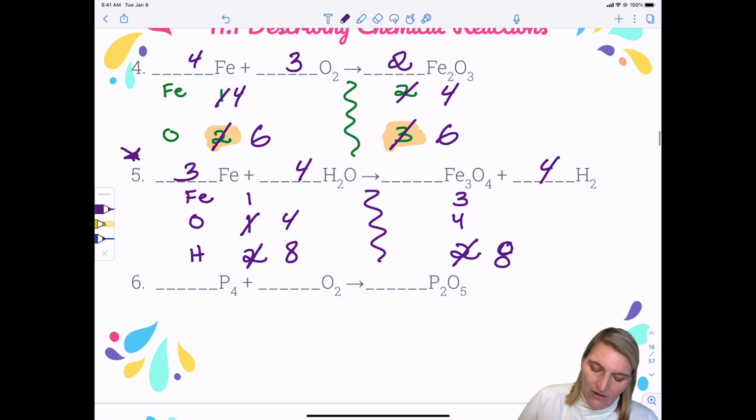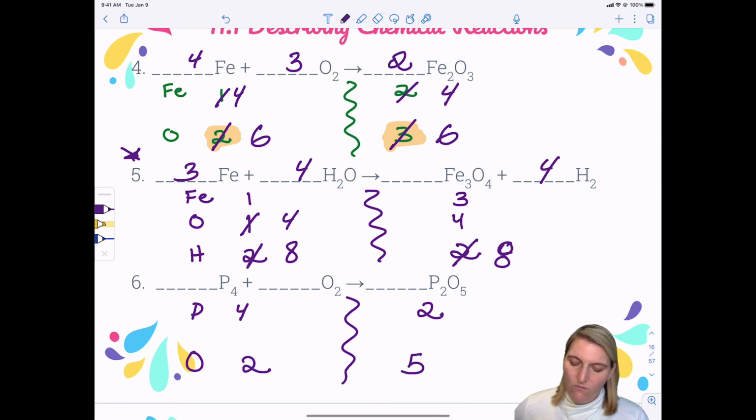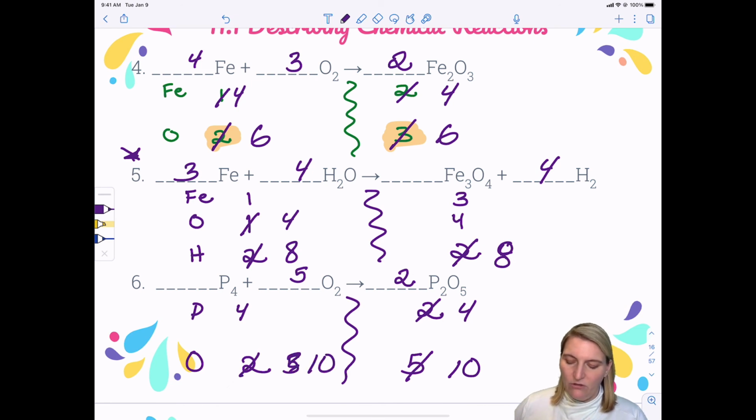And then finally, phosphorus and oxygen. There's 4 over here, there's 2 over here, there's 2 oxygen, there's 5 over there. I can do this actually in a couple different orders. In order to balance out my phosphorus, I could put a 2 here. That makes my phosphorus into 4 and my oxygen into 10, and then a coefficient of 5 makes that oxygen at 10. So every time that you are balancing, be sure to update your element inventory.